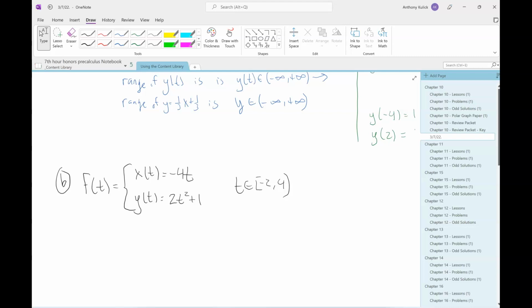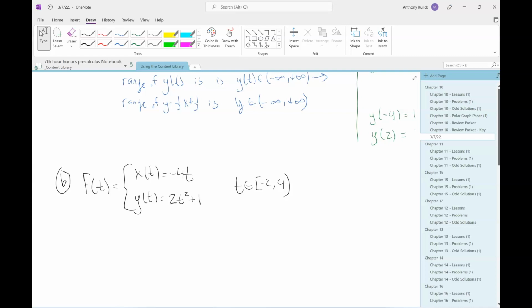So here's our new parametric function. F of t equals x of t equals negative 4t, and y of t equals 2t squared plus 1. And the interval there for t goes from negative 2 closed to positive 4 open. Remember, the bracket means that negative 2 is included in the set, and the positive 4 is not included in the set because that has a parenthesis. Everybody's okay?